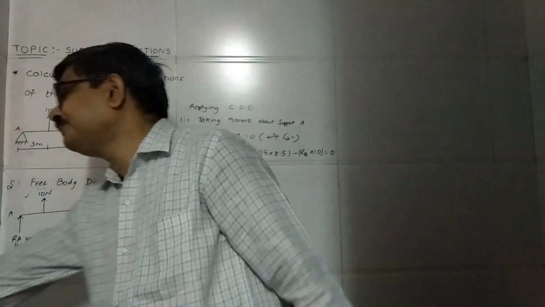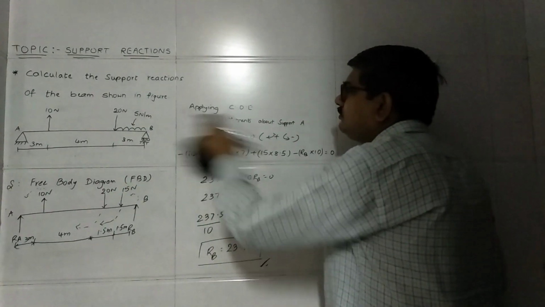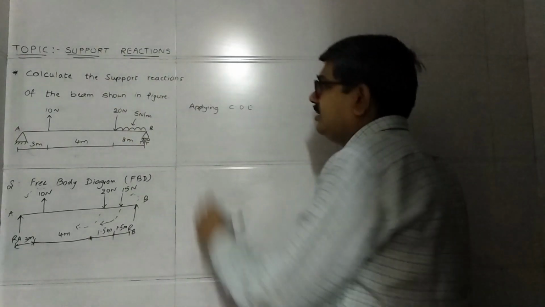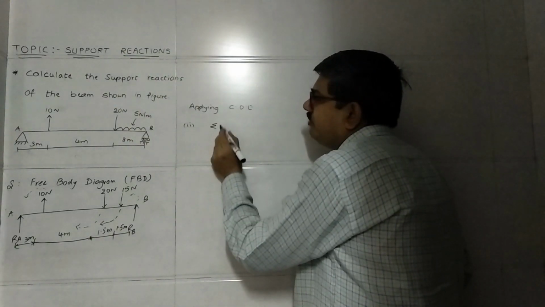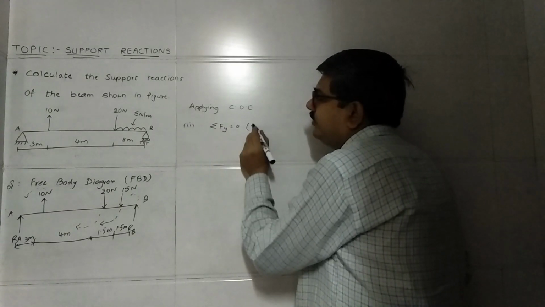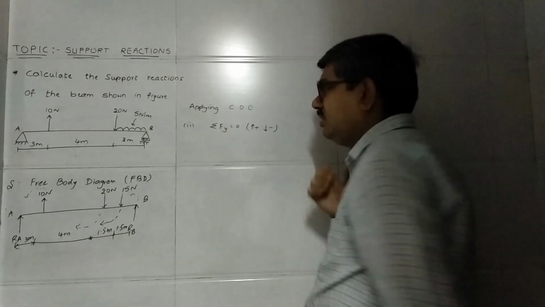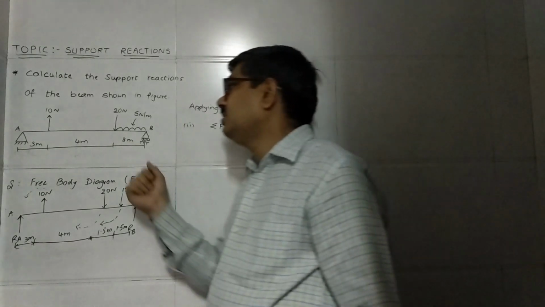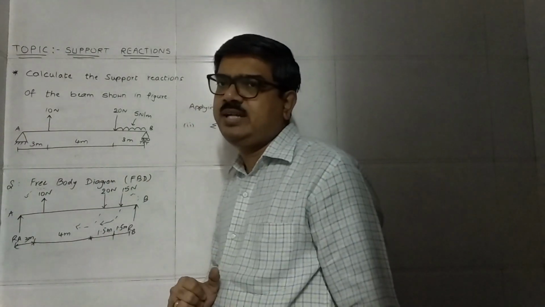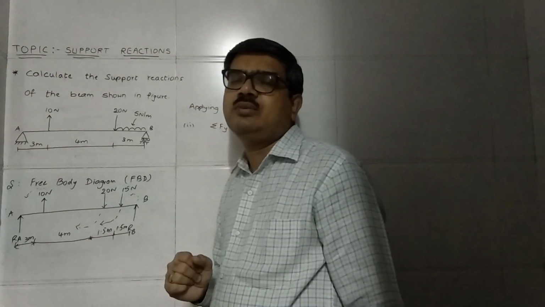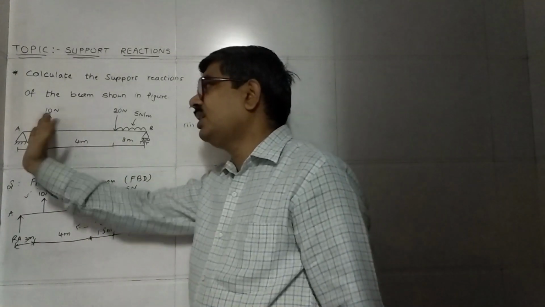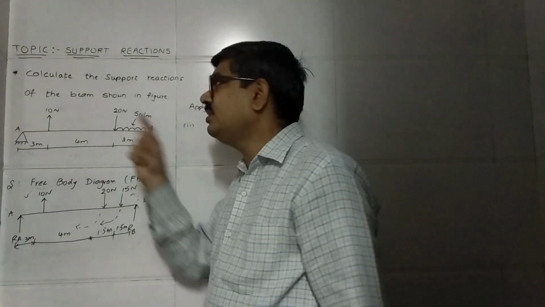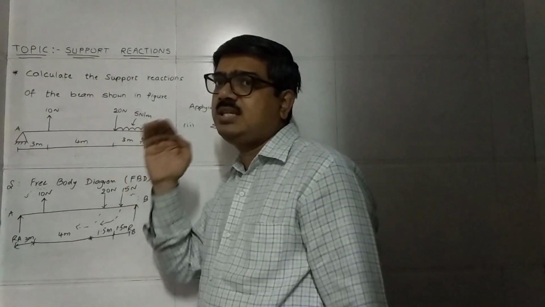Now the reaction at A. Let's try. Now we will apply the second condition of equilibrium, that is summation Fy equal to 0. Upward force positive, downward force negative. If you remember, in one of my previous videos on the same topic, at A, at the hinge support, I calculated two reactions, both vertical and horizontal. You have to find two reactions at a hinge support only when a point load acting on the beam is inclined.